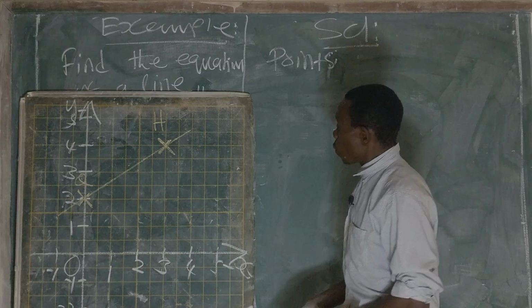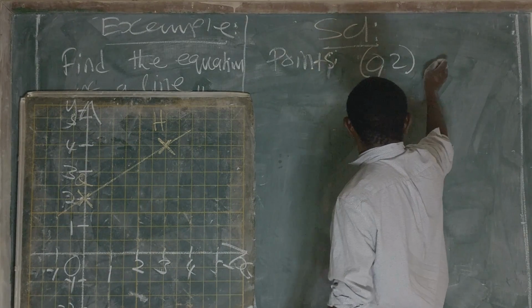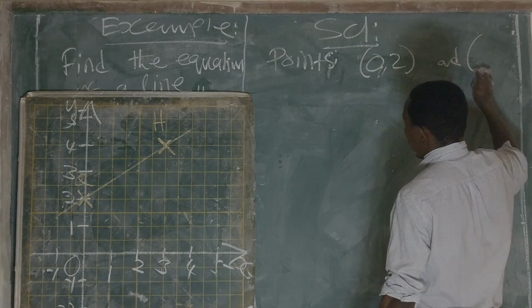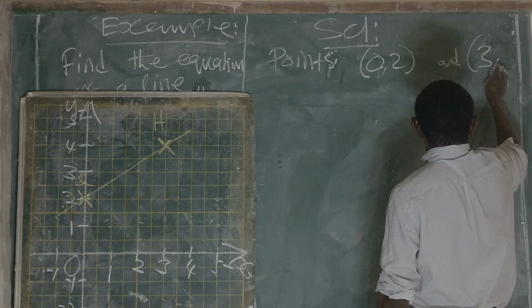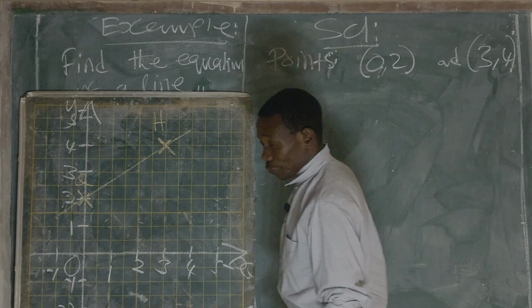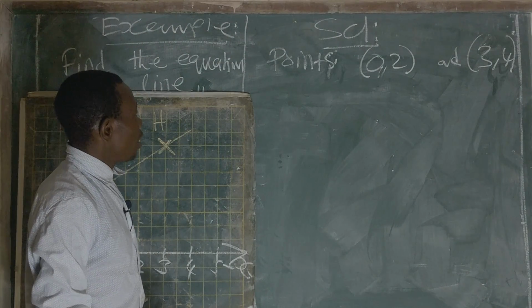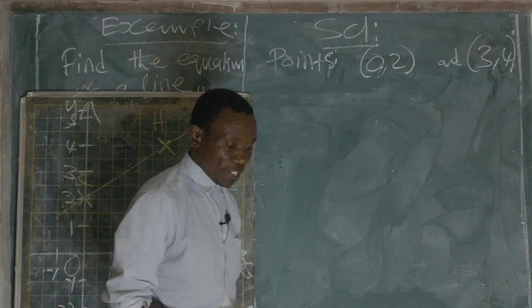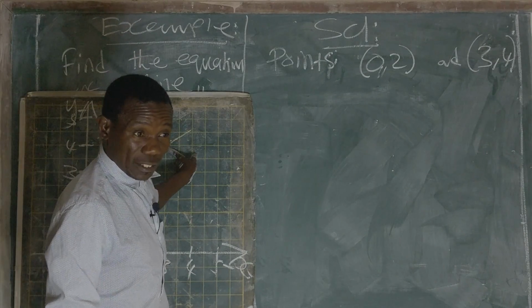Knowledge by gradient. One is (0, 2) and what? (3, 4). Now, what you're going to do here, in this case, is work out first the slope, the measure of the slope of this line, which is the gradient.